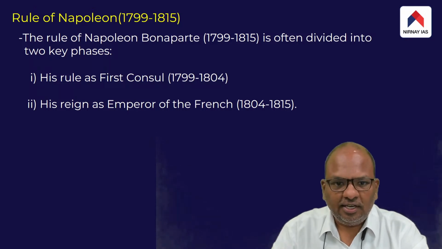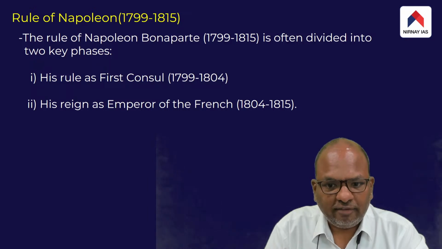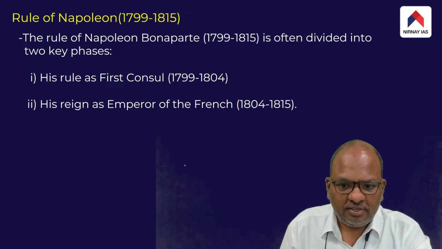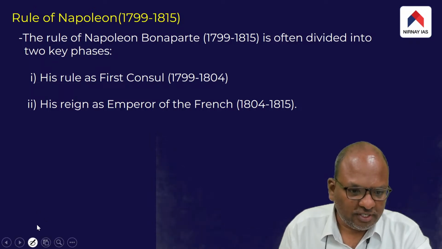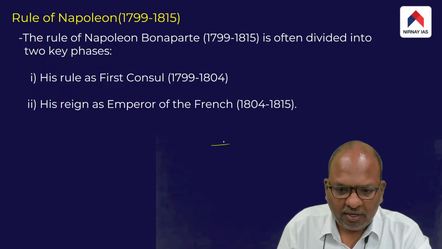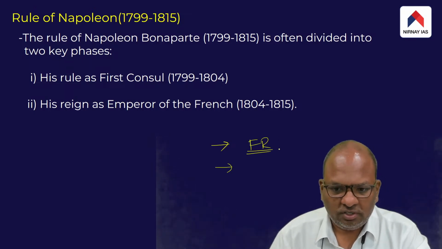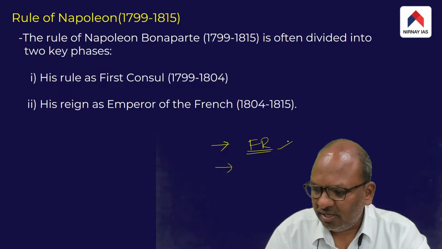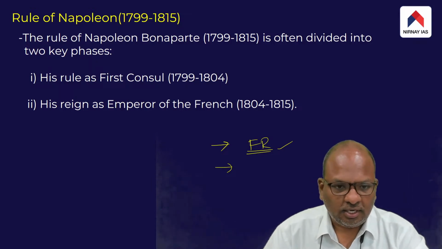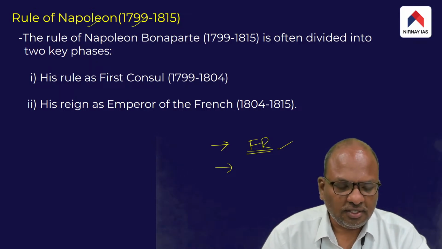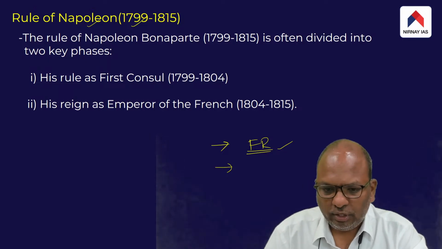This is the fifth class on the French Revolution series. So far, we have had four sessions on the topic of the French Revolution. We have spent enough time on this topic because it is a very lengthy topic. The topic we will be discussing today is the rule of Napoleon, which is a part of the French Revolution.